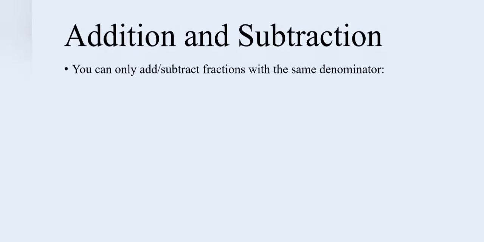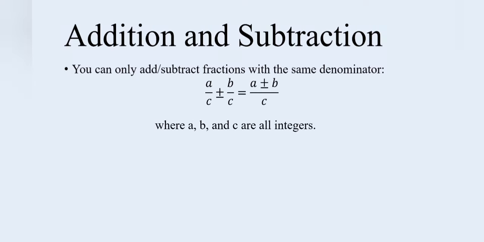You can only add or subtract fractions that have the same denominator. So, in other words, a over c plus or minus b over c is equal to a plus or minus b all over c, where a, b, and c are all integers. So, for example, 1 over 7 plus 4 over 7 is equal to 1 plus 4 over 7, which is equal to 5 over 7.